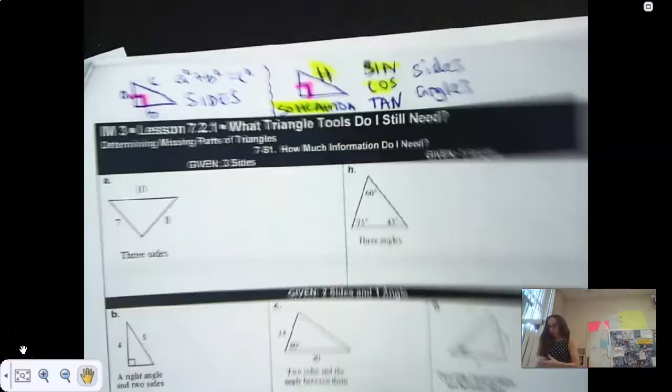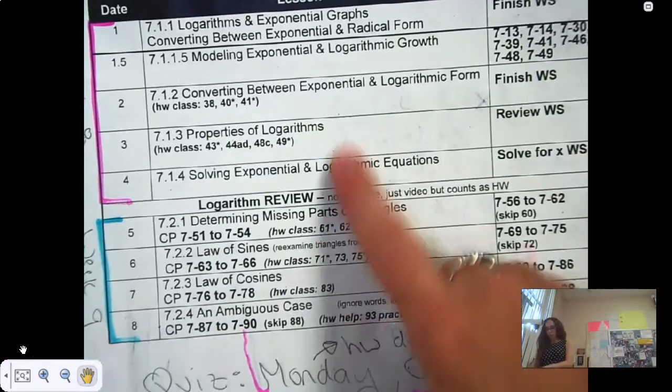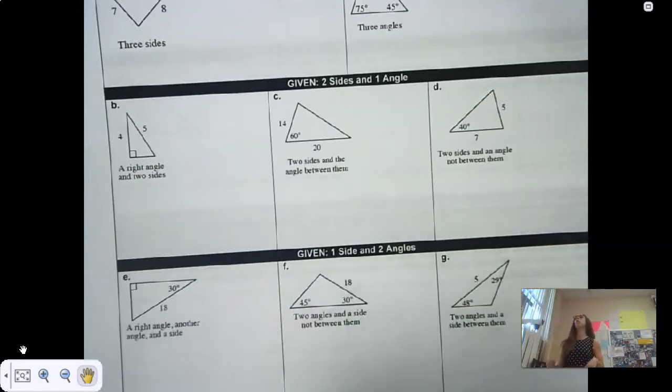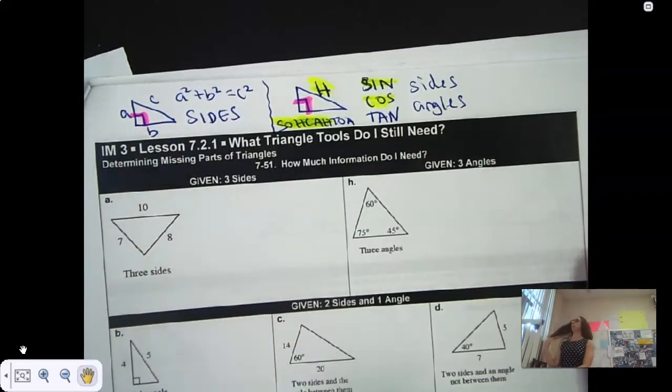So the first part of this chapter was everything logs. Now the second part of this chapter is going to be everything triangles, okay? So we are going to review what we've already learned about triangles and then extend it even further. So do me a favor, pause the video, and I need you to copy down what we already know. Or you can listen along as you're copying it down.